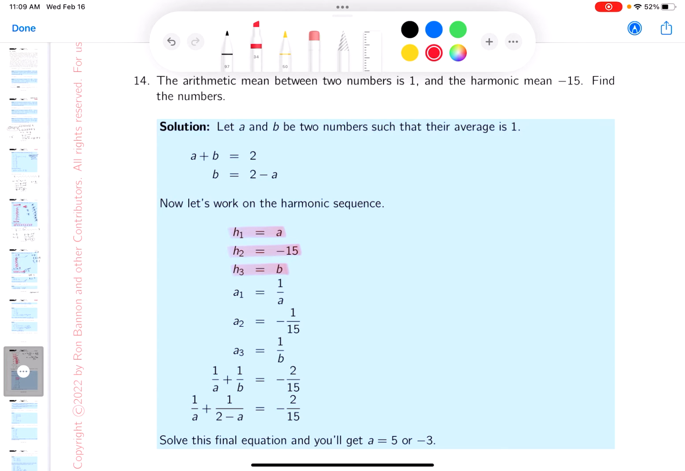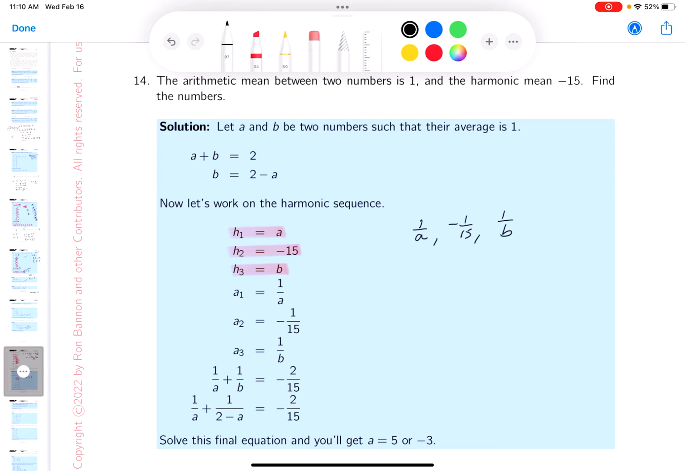So my relationship is I've got to figure out there's an arithmetic sequence over here. So let me write this arithmetic sequence down. And what's it going to be? Well, it's going to be 1 over A, this is their arithmetic sequence now, minus 1 over 15, I'm just taking the reciprocals, and then 1 over B. And that's the arithmetic sequence now. All right, so I got to figure this out now.